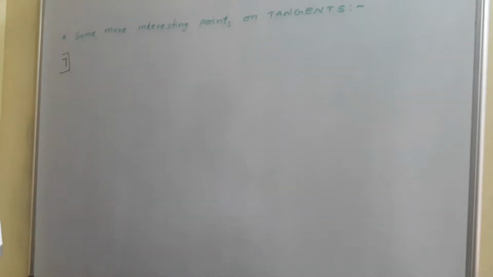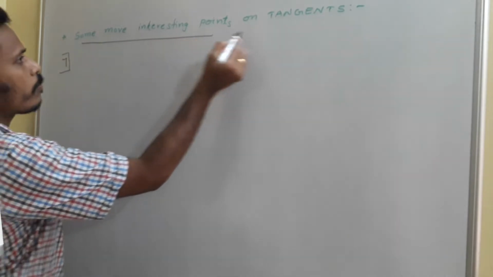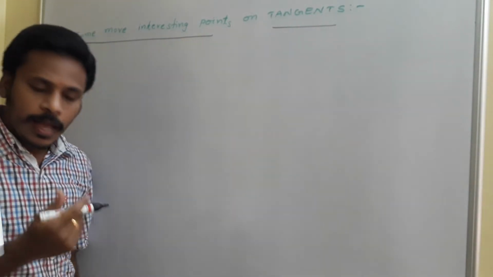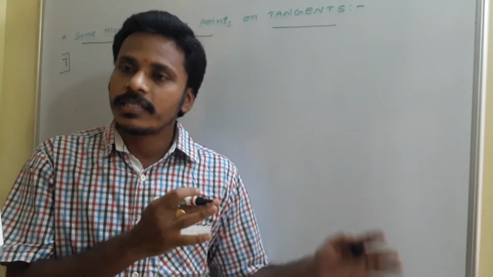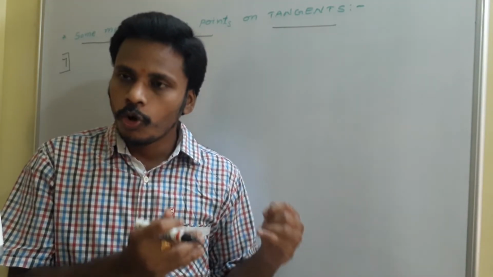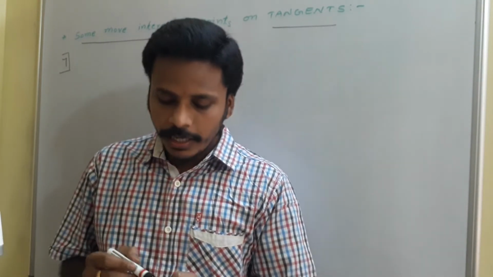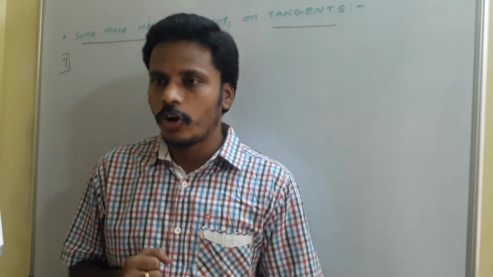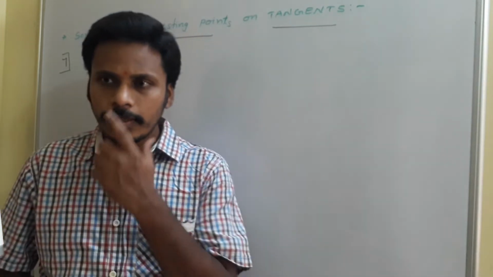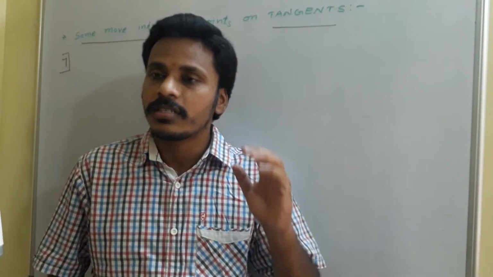As a part of tangents and normals, in today's class we are going to discuss some more interesting points on tangents. Already as a part of tangents and normals we discussed many things: the basic definition of tangent and normal, slopes of tangent and normal, equations of tangent and normal, and some problems related to tangents and normals with some concepts of coordinate geometry. All these things we discussed in the previous classes, and now in today's class we are going to discuss some more interesting points which are very useful to answer mains level questions directly.